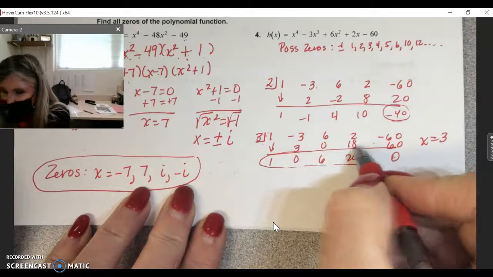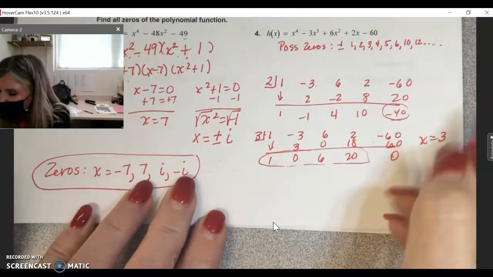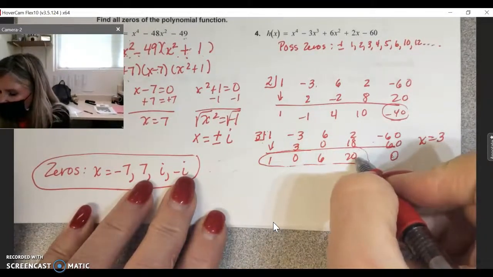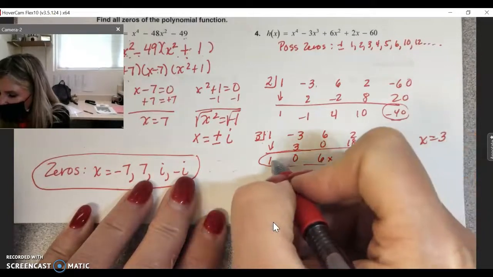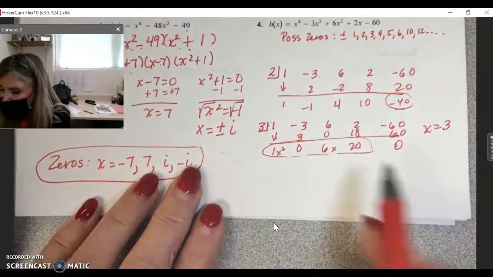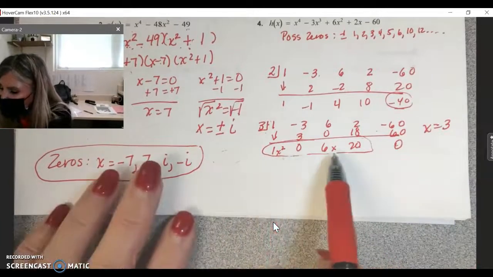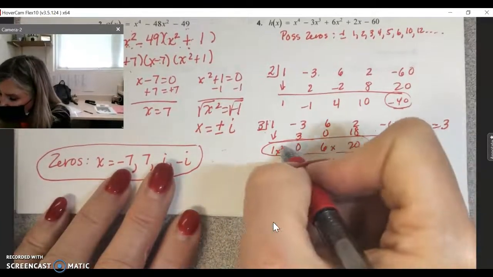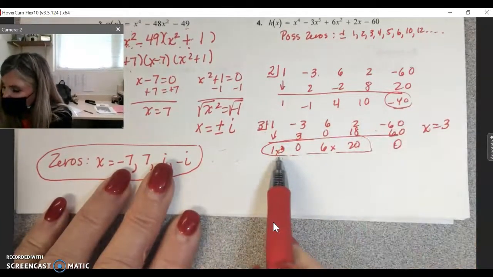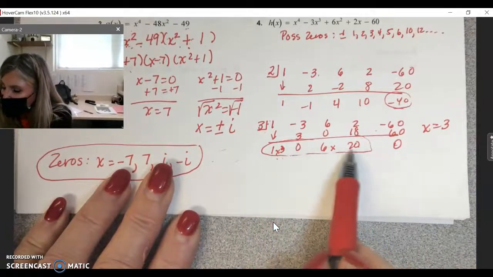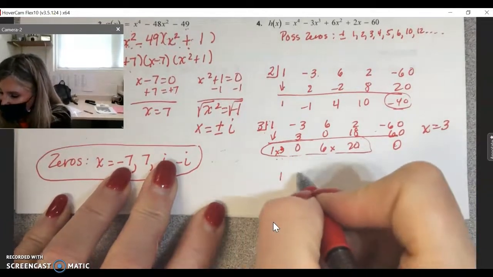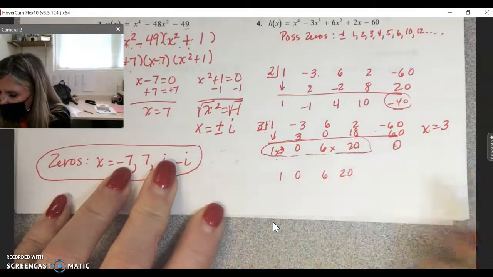I'm only going to use this part of it. Remember what this tells me. This divides evenly. This is my constant, this is my x, this is my x squared. Okay, so I'm now going to just, this is my x cubed, sorry, x cubed. So now I'm just going to use these coefficients, 1, 0, 6, and 20.